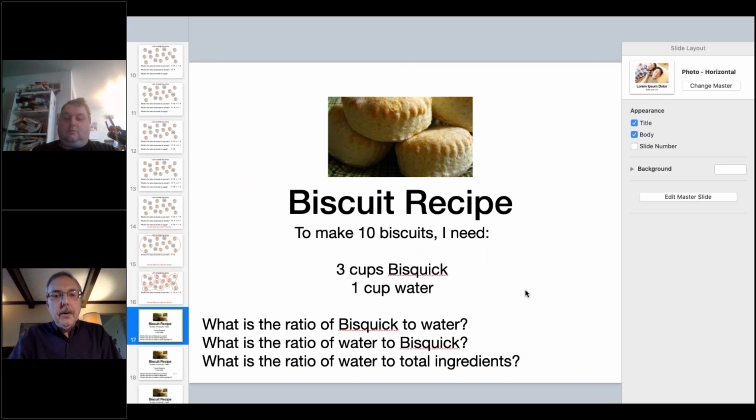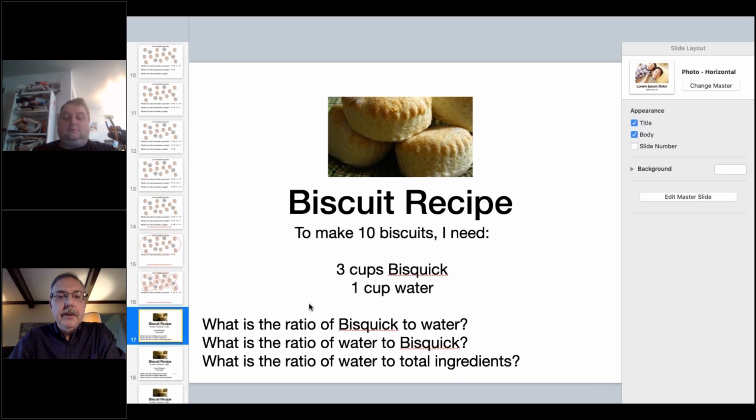So first of all, we're gonna make some biscuits. And this is a very simple recipe, just has 2 ingredients. We've got Bisquick and we've got water. And this is the amount that we need to make 10 biscuits. So 3 cups of Bisquick and 1 cup of water. So looking again and practicing ratios here, we want to find out what the ratio of Bisquick is to water, water to Bisquick, and water to the total cups in all of the ingredients, which are just the 2 ingredients.